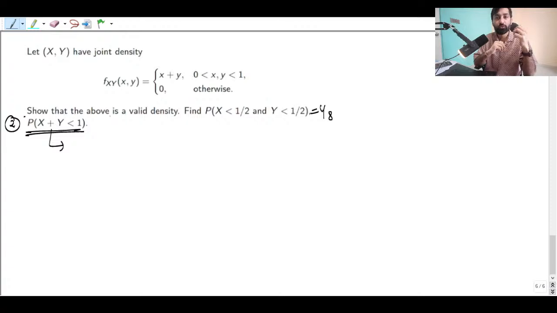So you have to draw the region of support. But I will encourage everyone also to draw the region x plus y less than 1 inside the region of support, and then set up the integral. Why will you set up the integral? The reason is you have to set up a double integral, because the density function is non uniform.